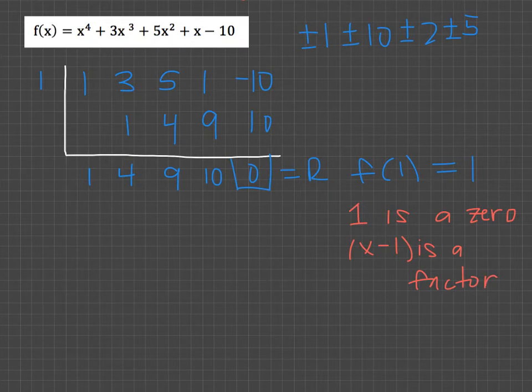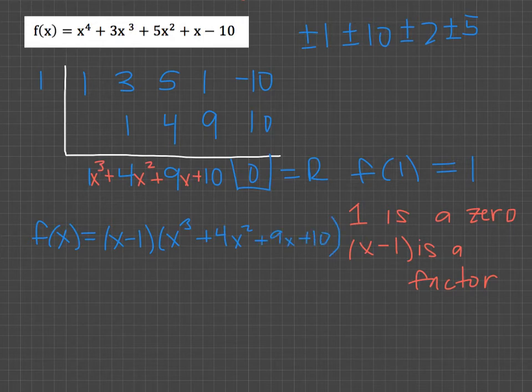If we start to write the factored form of the polynomial function, we get f of x equals x minus 1 times the polynomial with the coefficients that we have to the left of 0. Remember, this other factor is going to have 1 less degree than our original, so it's going to be degree 3. So we get 1x cubed plus 4x squared plus 9x plus 10. That's going to be our other factor: x cubed plus 4x squared plus 9x plus 10. Now we need to figure out the zeros of this other factor.